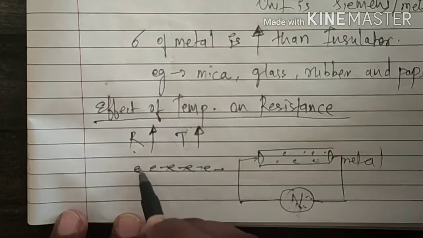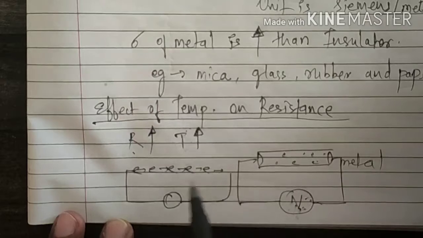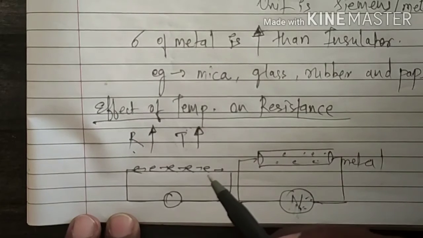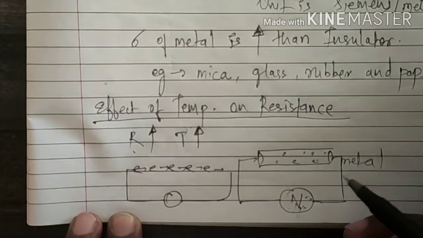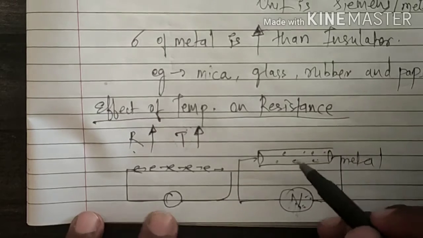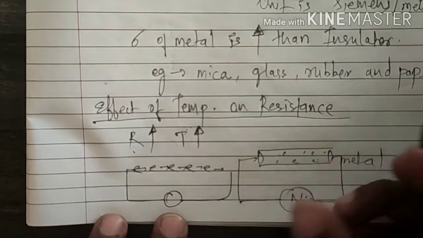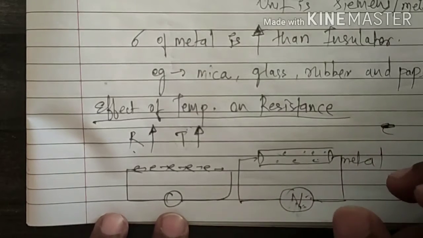Okay, so that they are ready to travel. So this is how the electrons flow. Then the electrons collide with ions, which are oscillating at their position. Means these ions are oscillating at their particular location.